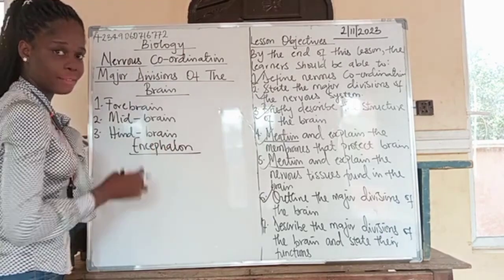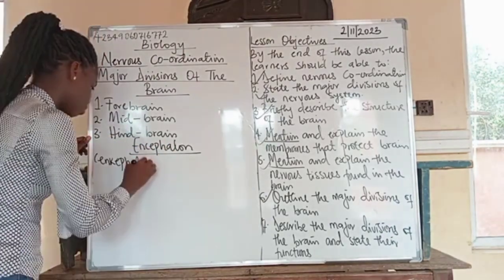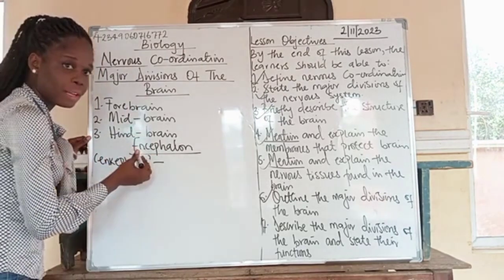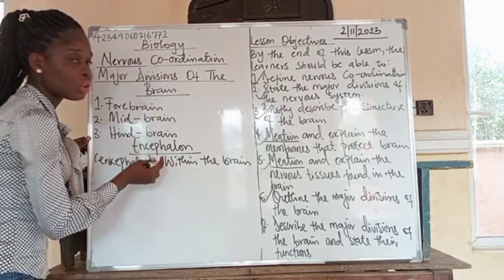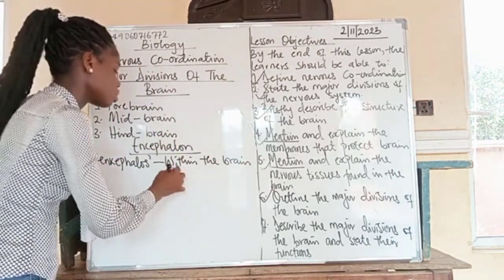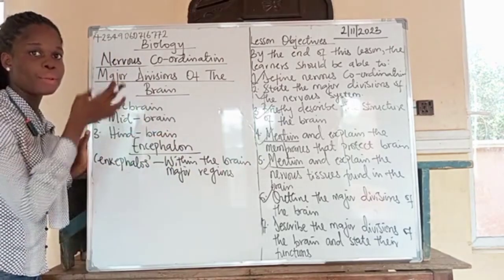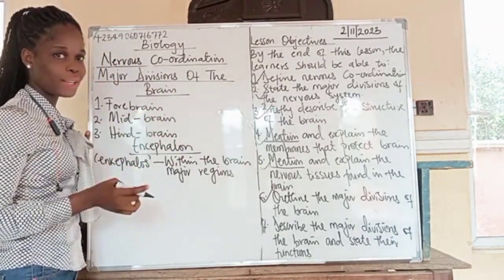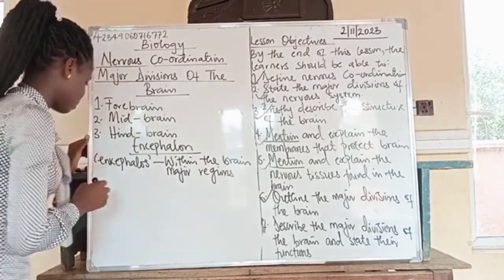This word encephalon is gotten from the Greek word encephalos. This Greek word encephalos means within the brain. But then it can also be used to refer to the major regions of the brain. In that the word encephalon can be used to refer to the major regions of the brain, we have the following words. The first one is prosencephalon.